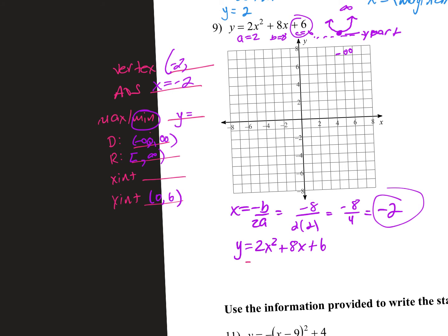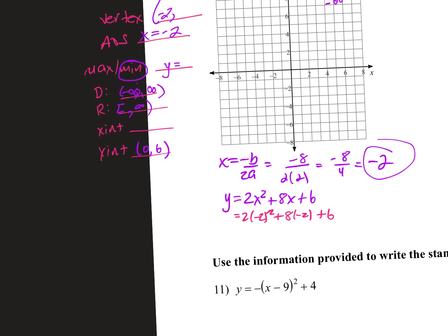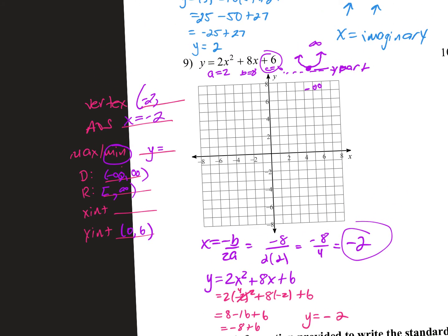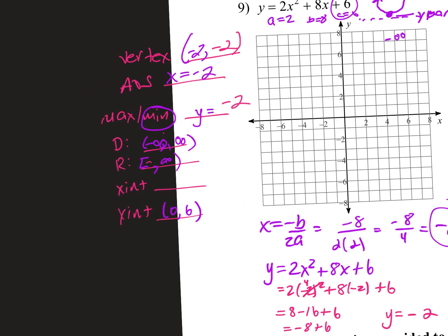Very good. The x. So 2 times negative 2 squared plus 8 times negative 2 plus 6. Negative 2 squared is 4, and 4 times 2 is 8. Minus 16 plus 6. 8 minus 16 is negative 8 plus 6. Give me what? It's negative 8 plus 6. Negative 2. So my vertex is at negative 2, negative 2. The minimum value is at y equals negative 2. My range is negative 2 to infinity.